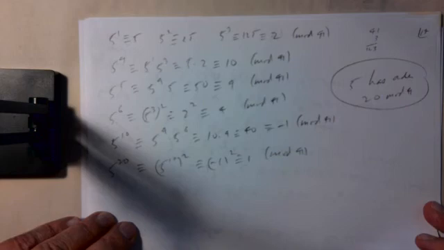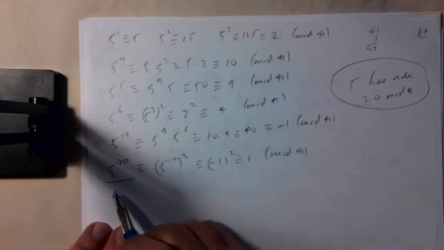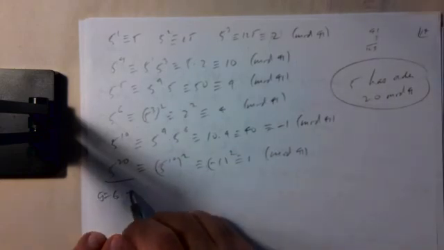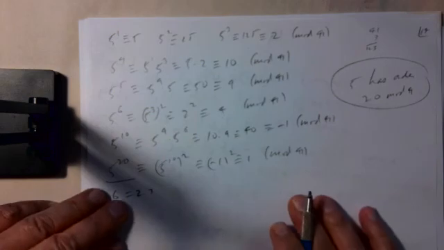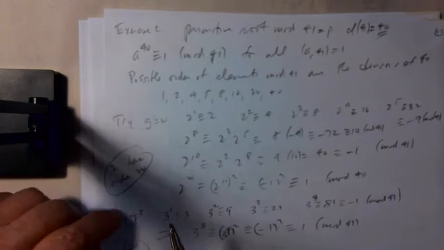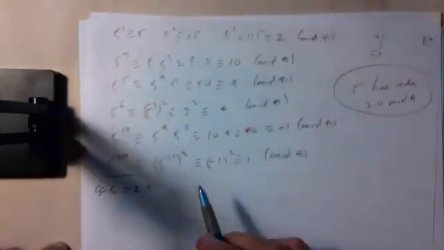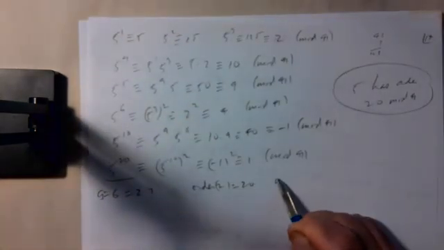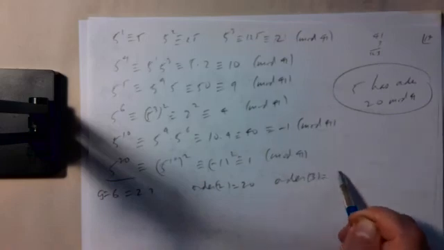So what should we try after 5? I don't know. I guess we could try 6. Now, we already know 6 is 2 times 3. And we saw that the order of 2 is 20, and the order of 3 is 8.